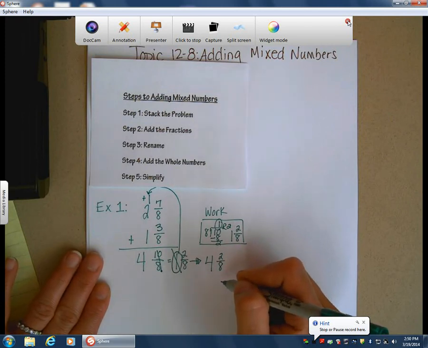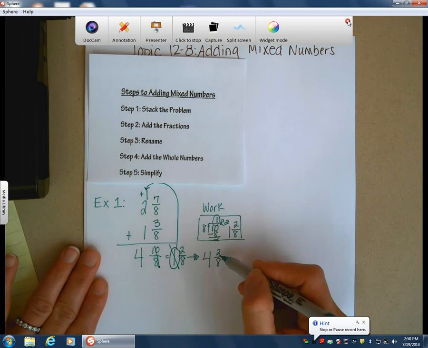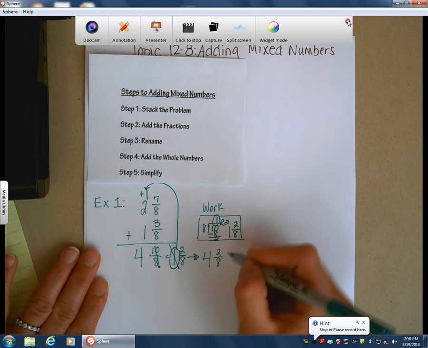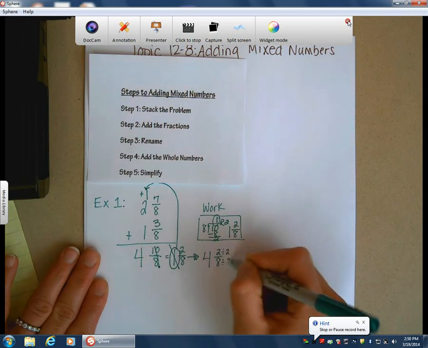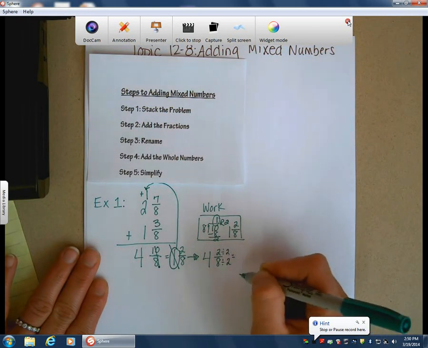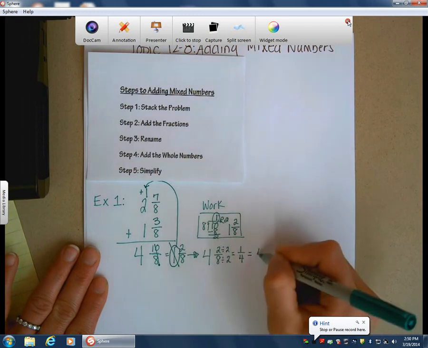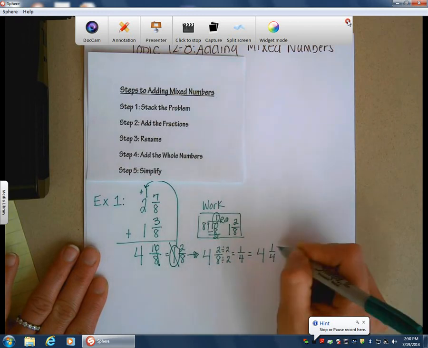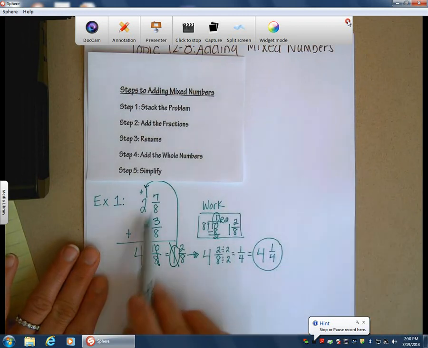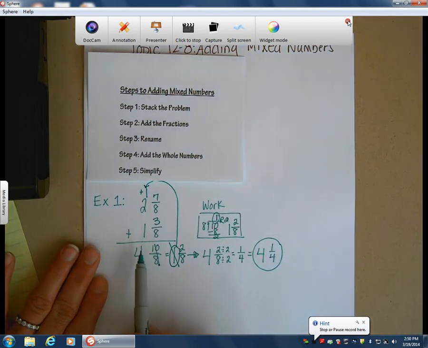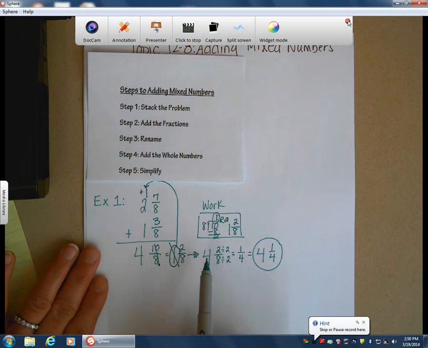As always when working with fractions, your final step is to simplify. When I look at 2/8, I see that it's even. I start with the denominator and I say to myself, can the 2 fit into the 8? Yes, it can, so that is my greatest common factor. So I'm going to divide by that 2. Remember, whatever you do to the numerator, you have to do to the denominator. So that gives me 1/4, and my final answer equals 4 and 1/4. So 2 and 7/8 plus 1 and 3/8 gives you 4 and 1/4.